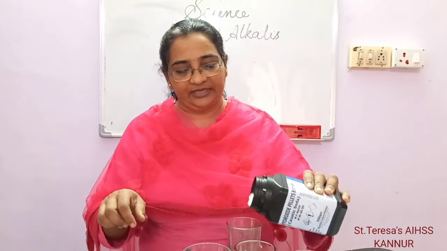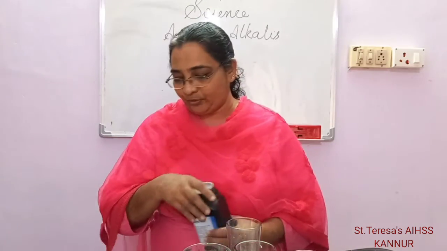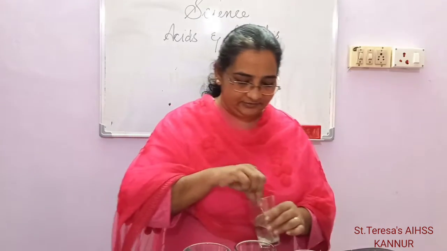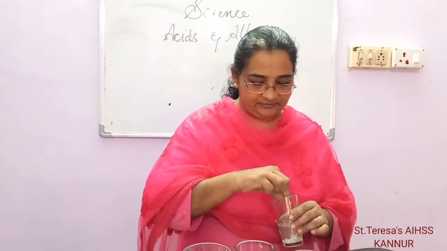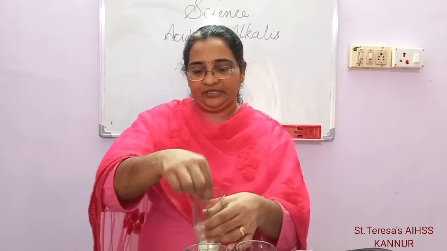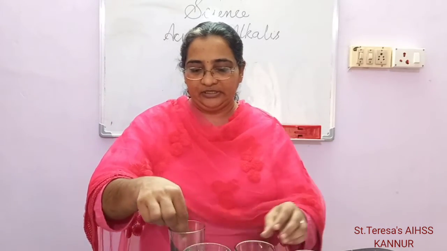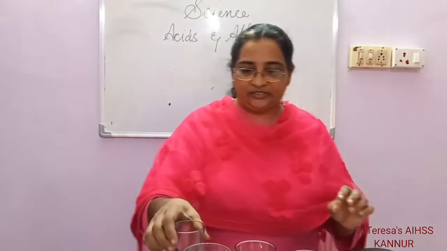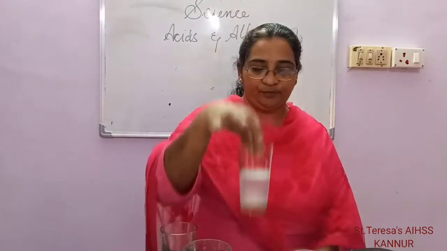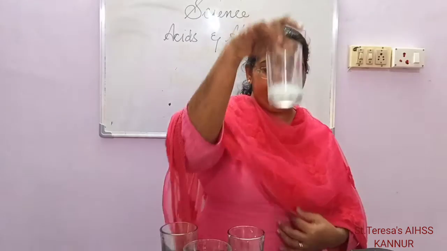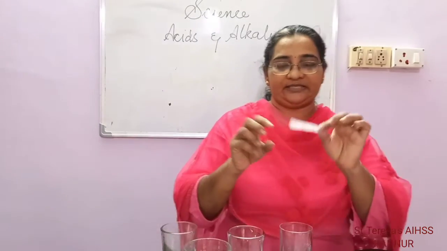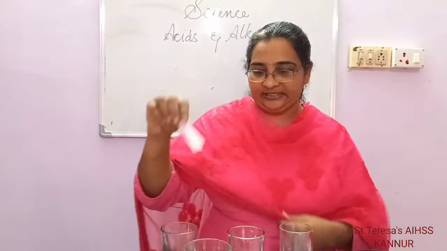This caustic soda we had used last year for the protein test. I hope you remember that. So this also I am keeping it to dissolve. Let it dissolve on its own. So this is caustic soda solution. This is clear ash water. This is soap water. And this is lime water. Now we are going to dip the red hibiscus paper into these things.